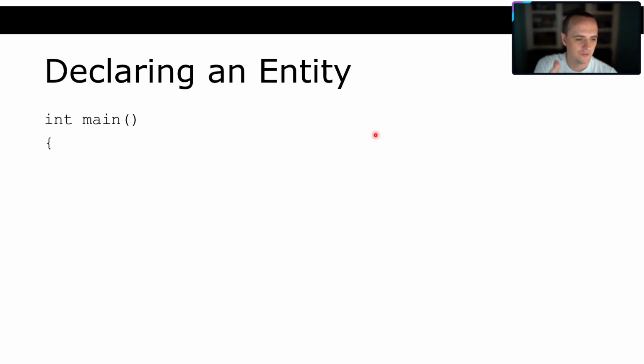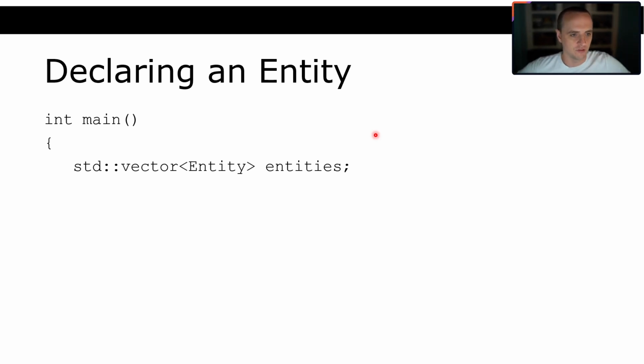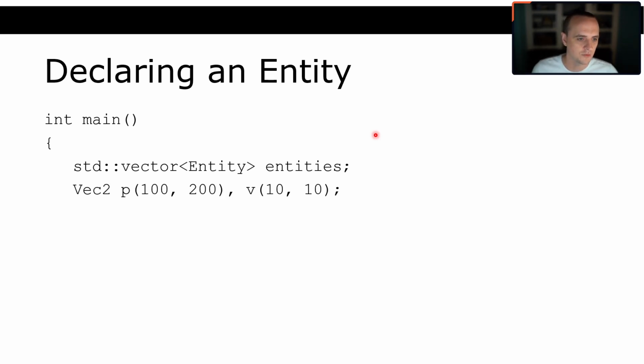So maybe we have our main function, and we are going to have some sort of container of entities, because I'm going to have some bullets, some players, some enemies, whatever. So I'm going to set up 2 vec2s. The first vec2 is a position. Here we say vec2 p for position, just because I want to save on horizontal space. The position is going to be 100 in the x and 200 in the y, and then maybe the velocity is going to be 10 in the x and 10 in the y.